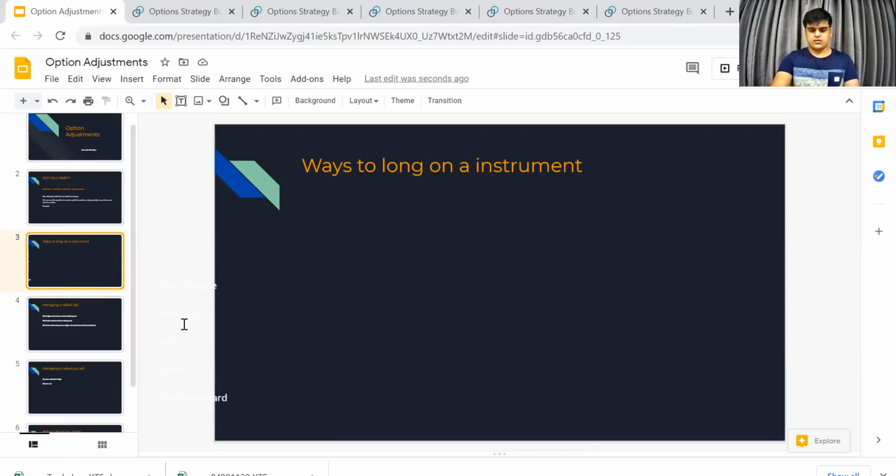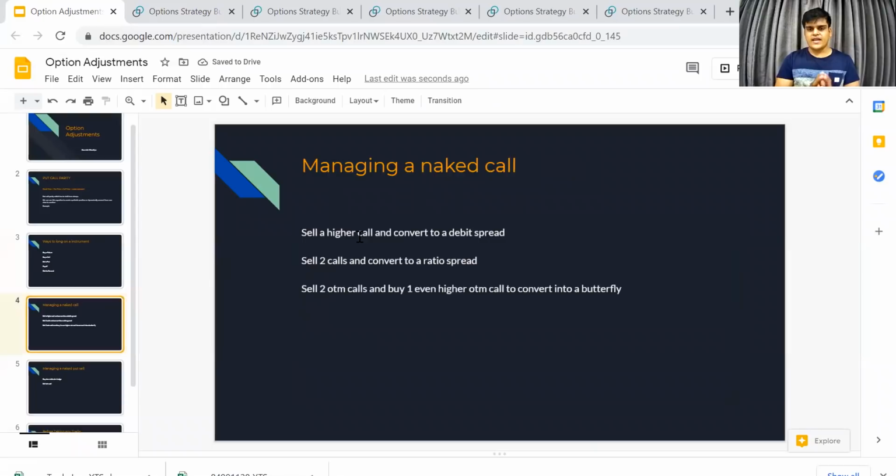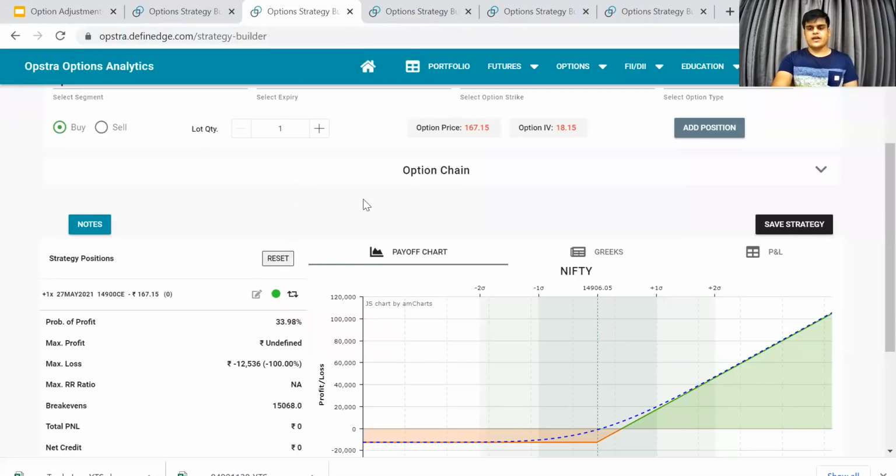Okay, so now let's start. Managing a naked call. As I said, we won't be talking about futures because we'll be doing options only. So what are the ways to manage a naked call? Suppose you bought this call option. Your loss is anyways capped. But what are the ways to manage this?